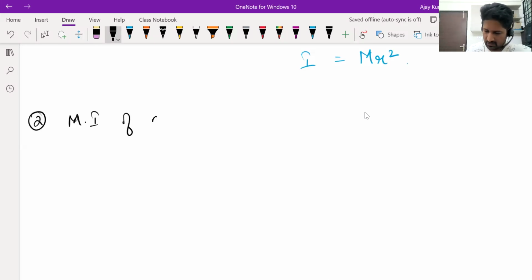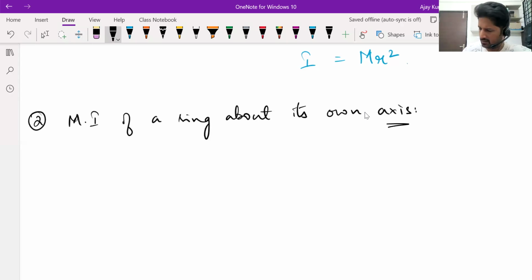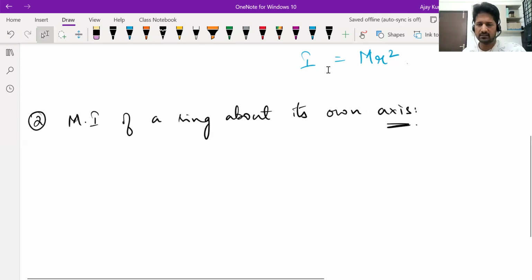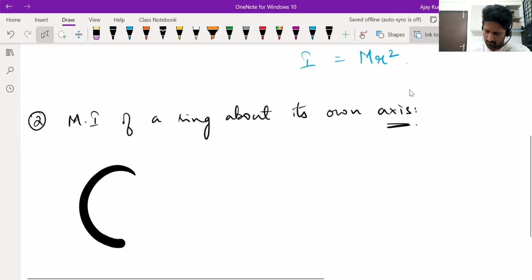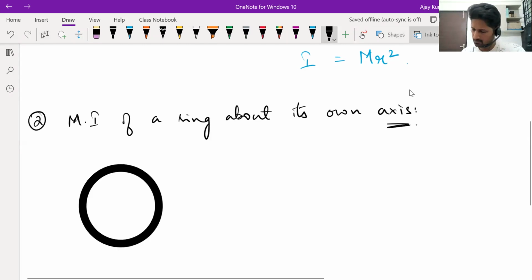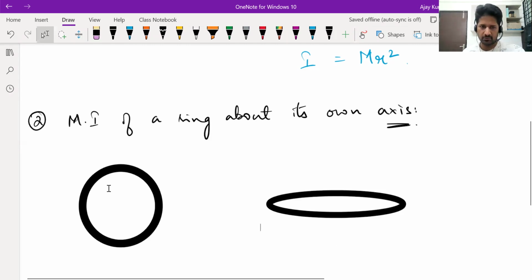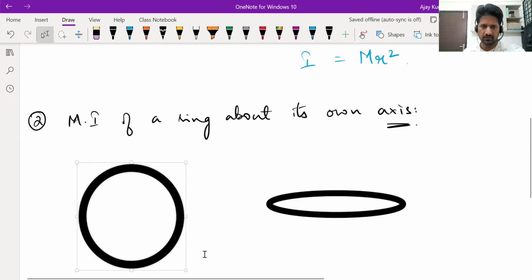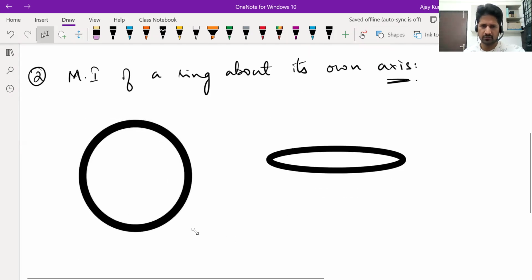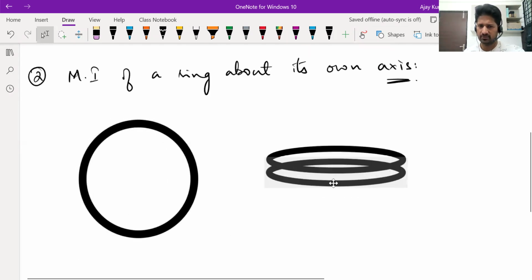Moment of inertia of a ring about its own axis. See, a ring is basically a circle. We ignore the thickness. Can one of you tell me what kind of mass distribution a ring is? Linear mass distribution. Ring is a linear mass distribution, correct. So just for us to be able to visualize better, we show it as a thick ring, but let's ignore the thickness of the ring.